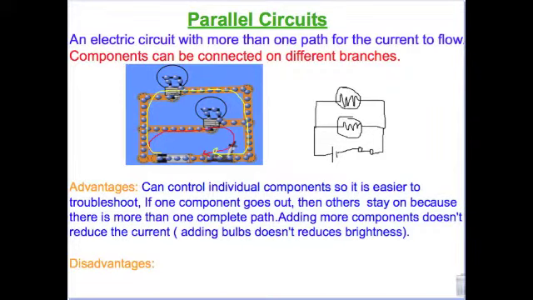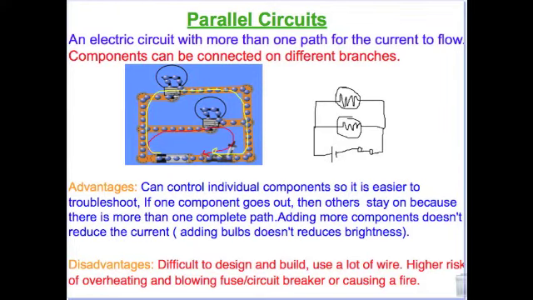To sum everything up, parallel circuits have many advantages. First, you can control individual components, so it's easier to troubleshoot. If one component goes out, the others stay on, because there is still more than one path. Adding more components doesn't reduce the current, so adding bulbs doesn't reduce the brightness.